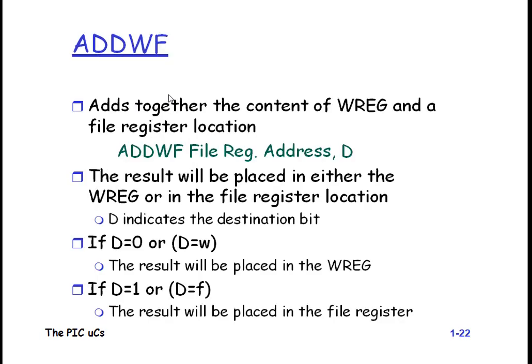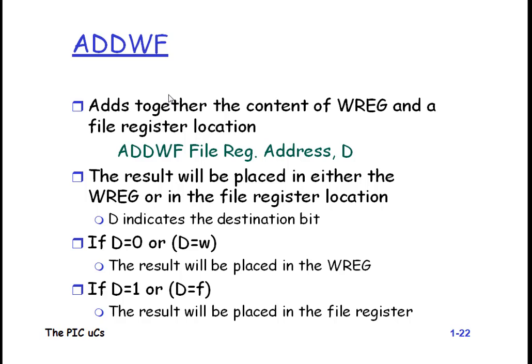ADDWF is another instruction. It adds together the contents of WREG and a file register location, like ADDWF with a register address and D. This result will be placed in either the WREG or in the file register location. So what does D indicate? It tells us the destination bit.